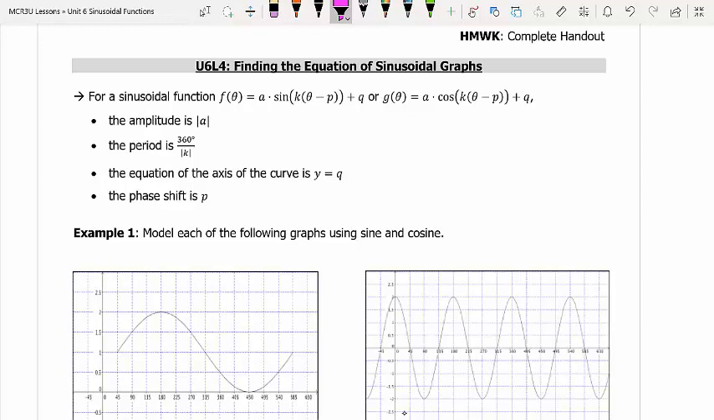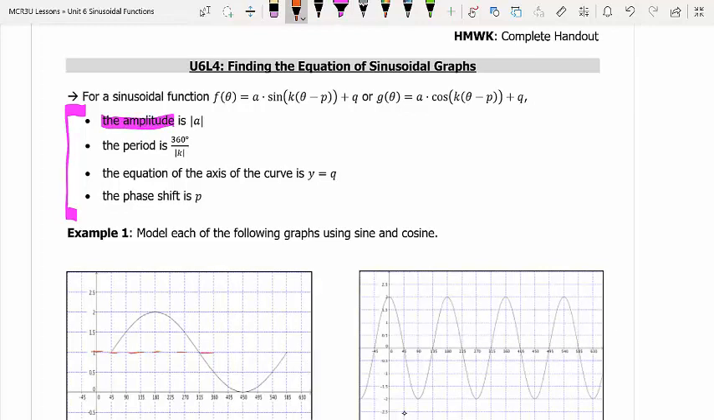I want to talk about how to find the 4 key points that you need to develop an equation. So the first one I'm going to talk about is the amplitude. If you were to calculate the amplitude from a graph, that's the distance between the axis and the maximum or minimum value.